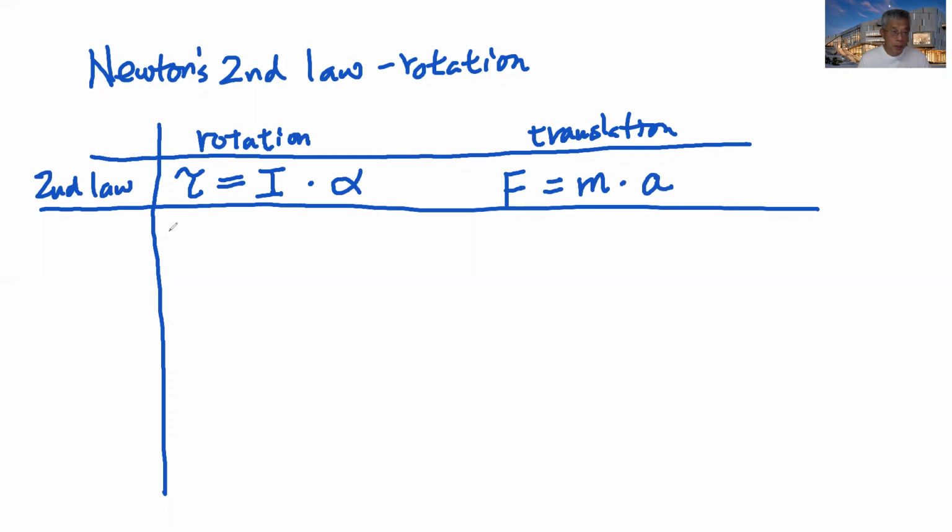So the unit here, this is meter Newton. This is kg meter square. And this is radian per second square. So radian is essentially just 1. And this is Newton. And this is kg. And this is meter per second square. Okay. So this is the unit.